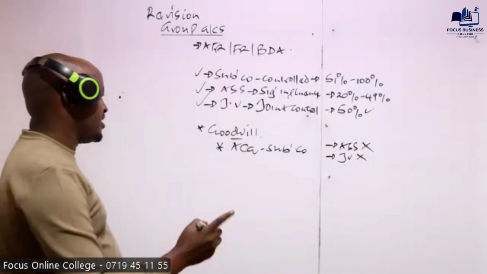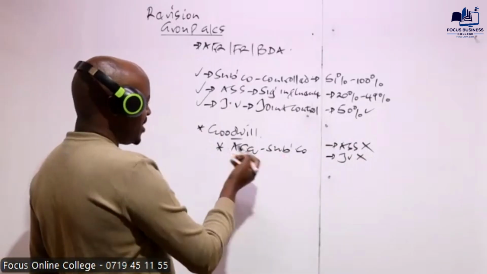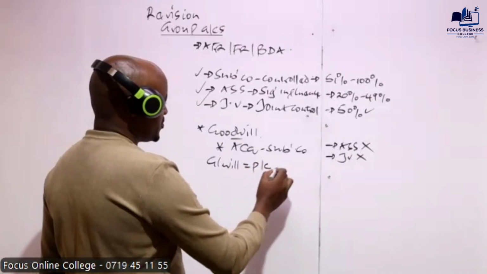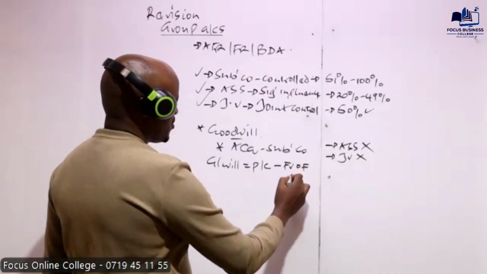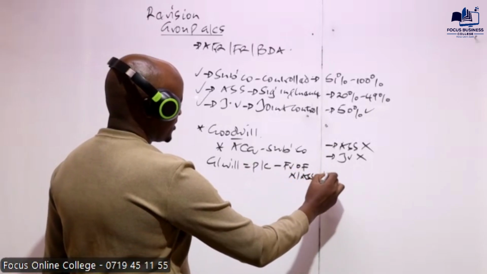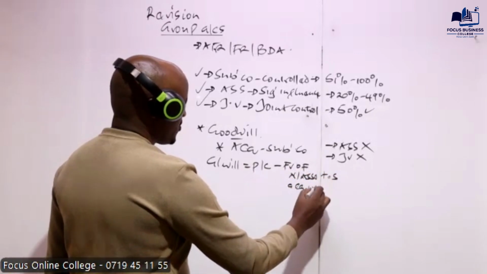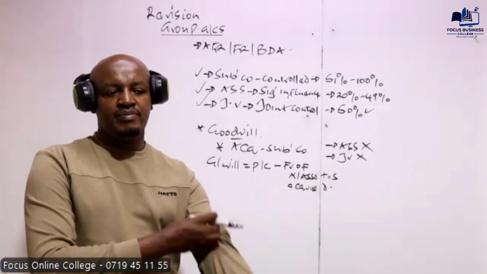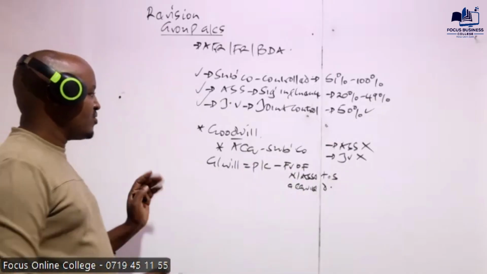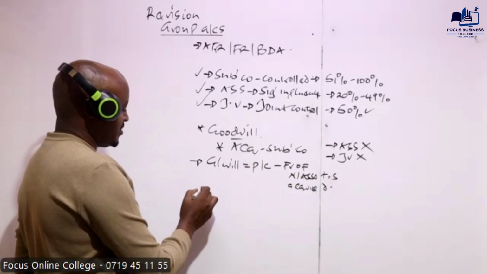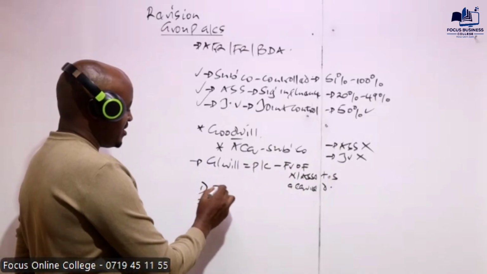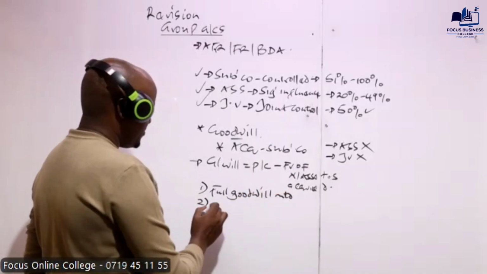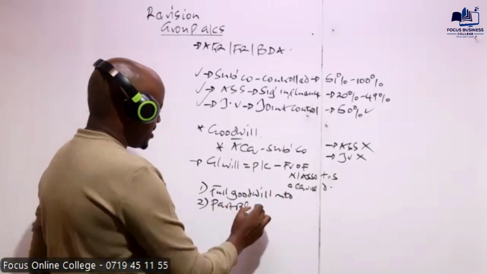When computing goodwill, it is the difference between the purchase consideration which was paid and the fair value of the net assets which were acquired. That is how we compute goodwill. When computing this goodwill, there are two methods which can be used. Number one, the full goodwill method, and number two, the partial goodwill method.